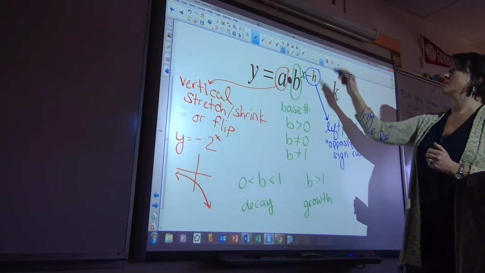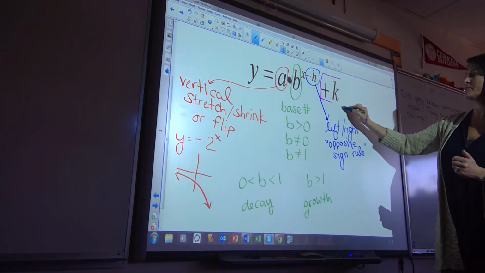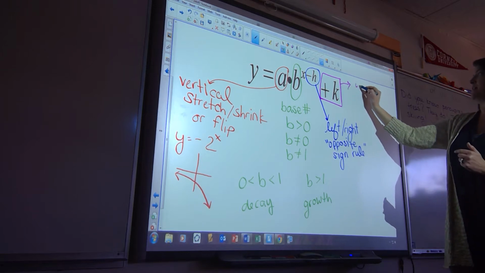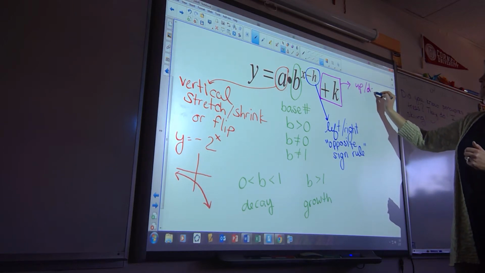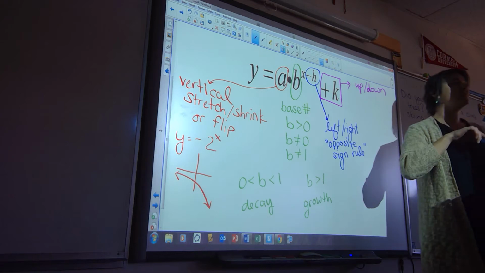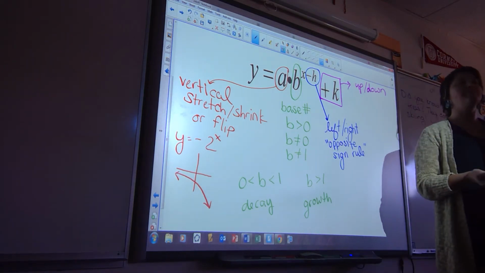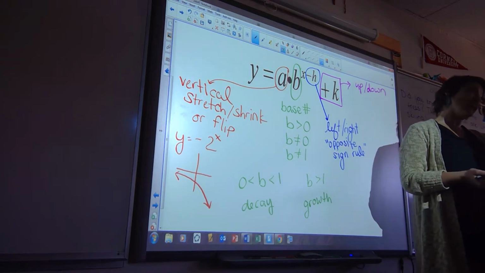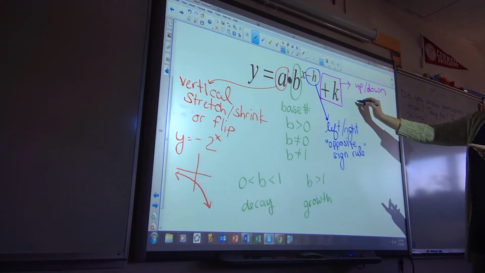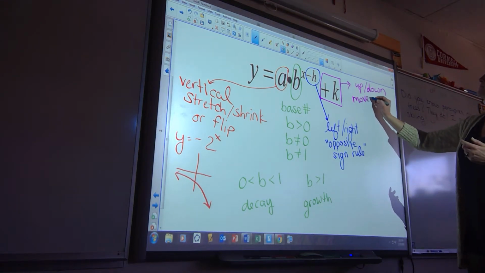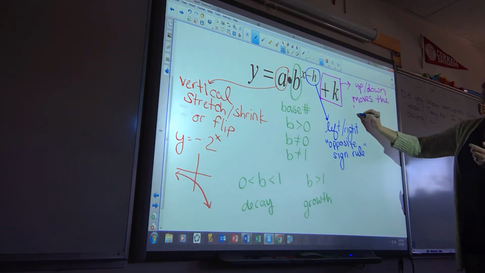And then this last one, the k value, that is still an up-down. But for this particular graph, one obvious thing that it does is that it moves the asymptote. It moves the entire curve, but the most obvious thing that you'll be able to see is that it moves the horizontal asymptote.